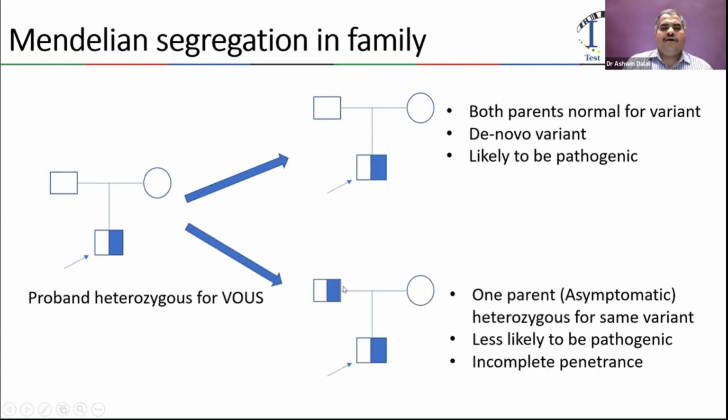On the other hand, if one parent also has the variant which is present in the proband, then it is more likely to be non-pathogenic or less likely to be pathogenic because the parent is having the variant but is not having the disease. However, we should keep incomplete penetrance in mind while making this interpretation.